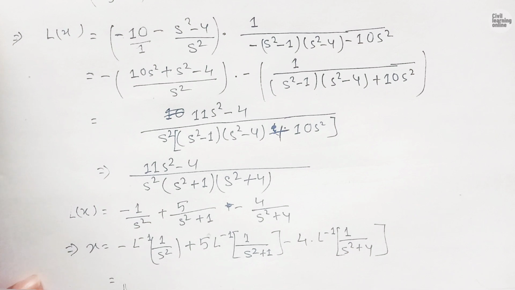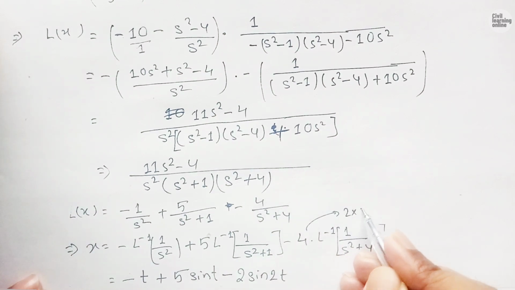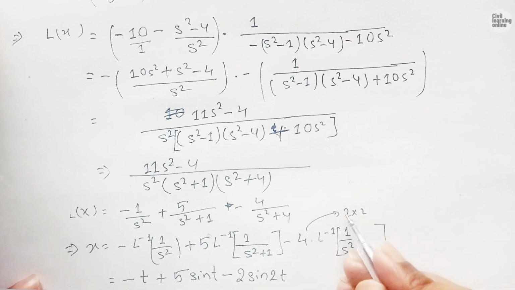Now from here we will get the value of x equals to minus t plus 5 sin t minus 2 sin 2t, because 2 can be written as 2 times 2, so a upon s square plus a square, so this 2 is here, and 2 upon s square plus a square with a as 2 is sin 2t. So this is for x. Similarly we will solve for y also.